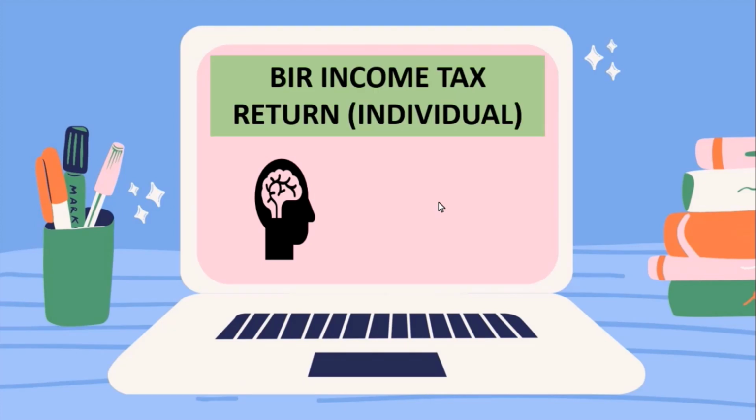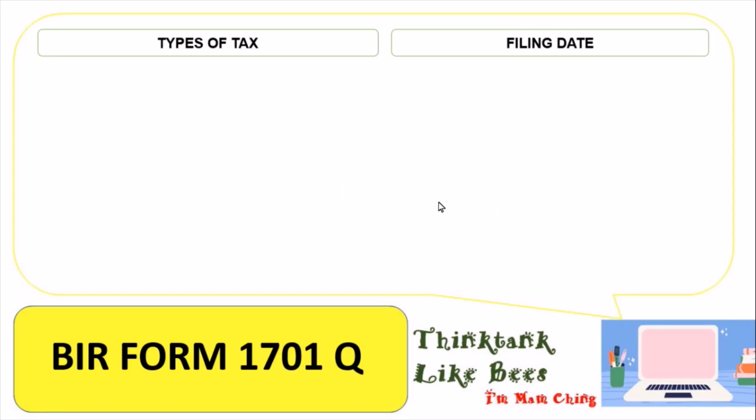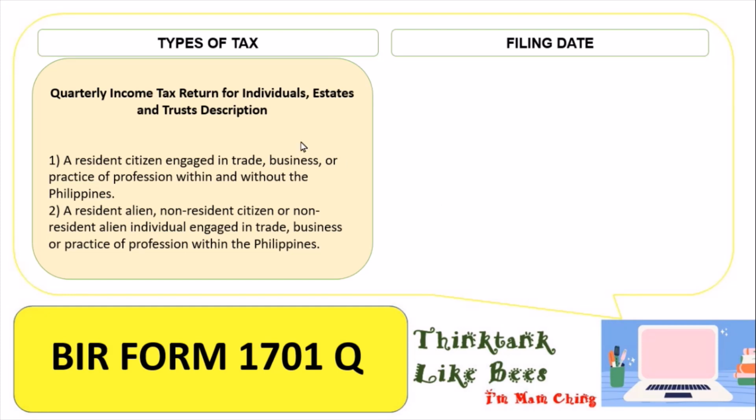Next we have BIR Income Tax Return for Individuals. We have Form 1701Q, 1700, 1701, 1708. So, let's start with 1701Q. It is a quarterly income tax return for individuals, estates, and trusts.